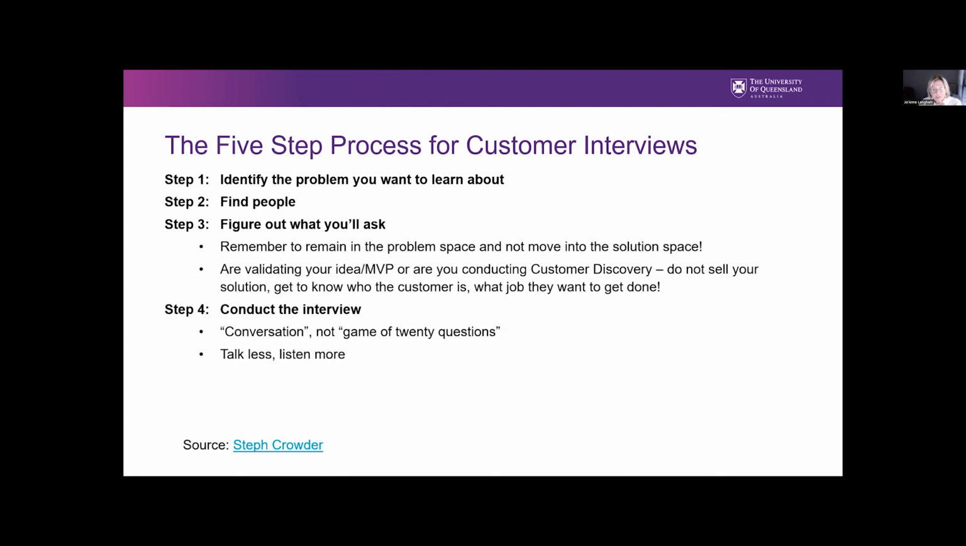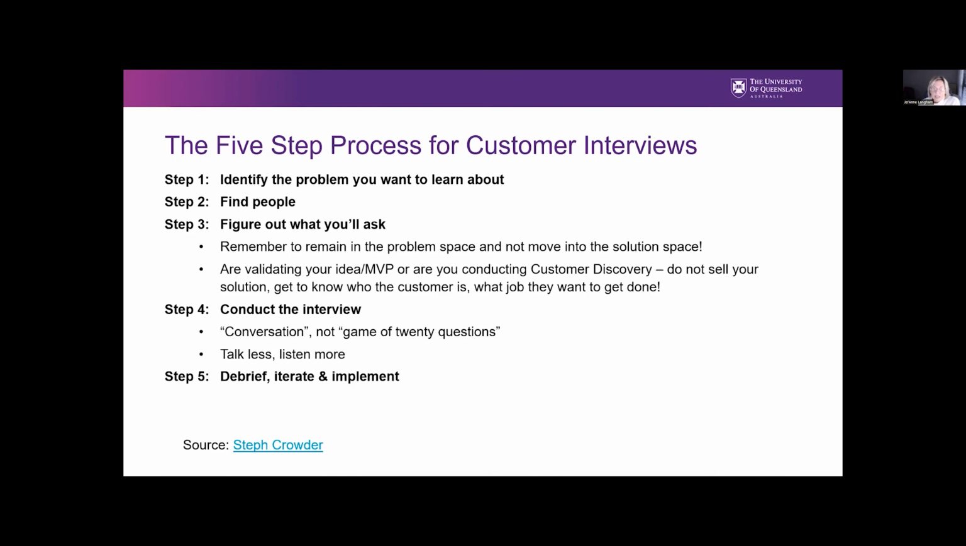Then conduct the interview. It's a conversation. It shouldn't be a script that you follow and that you tick questions. That's a survey. An interview is a conversation where you're listening to them to hear their stories and understand their perspective. As it says there, talk less, listen more. It would be good for you to also practice some of the empathy skills that we went through last week in the design thinking lecture.